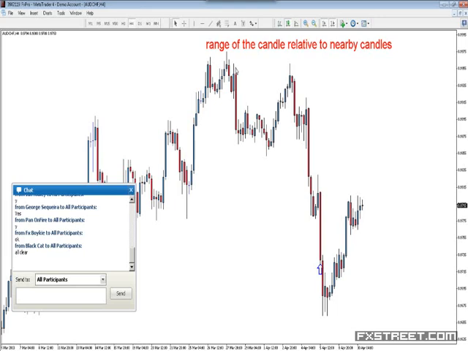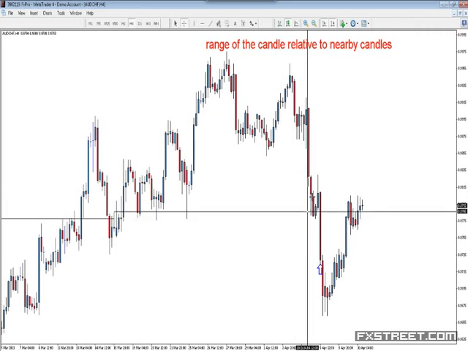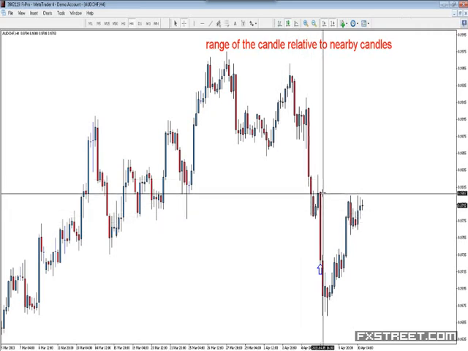If the range of the candle is wider than the previous candles, then the market's volatile. Okay? So, for example, let's look at the one that we have right here. This candle right here is 42 pips. The previous candle is 17 pips, and the candle before that is 30 pips. So it's basically between 17 and 40 pips. This candle right here is 86 pips.